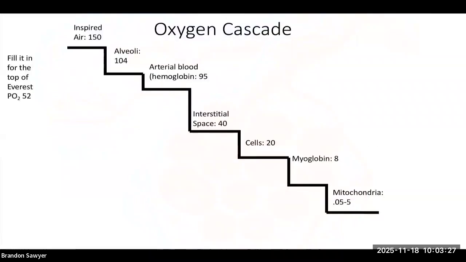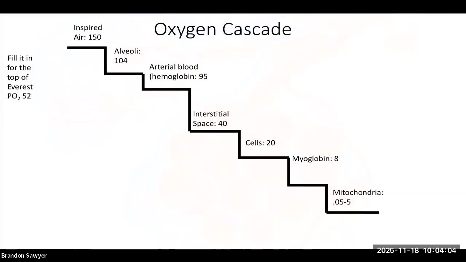Okay, so when we look at getting oxygen from the air down to our mitochondria, the key thing is we need a downward step in partial pressure of oxygen at every passing point of oxygen. Every place we need to send the oxygen from one structure to another, we have to have a decrease in the concentration gradient. It's all about concentration gradient, right? So at sea level, we're going from inspired air of about 150 down to our alveoli of about 104.